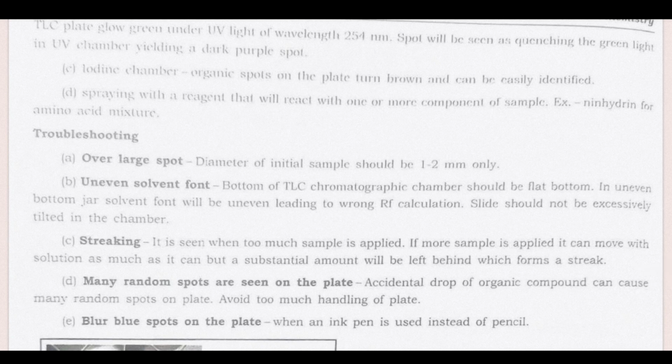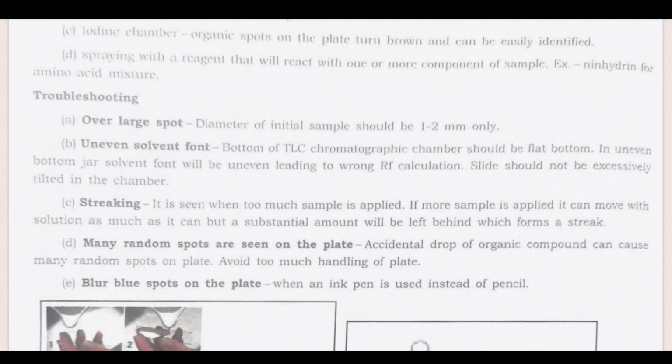Troubleshooting. Overlarge spot: the diameter of the initial sample should be 1 to 2 mm only. Uneven solvent front: the bottom of the TLC chromatographic chamber should be flat. In an uneven bottom jar, the solvent front will be uneven, leading to wrong Rf calculation. The slide should not be excessively tilted in the chamber.